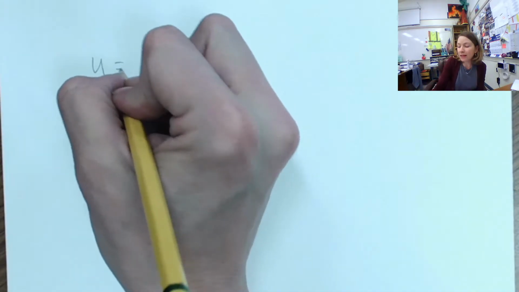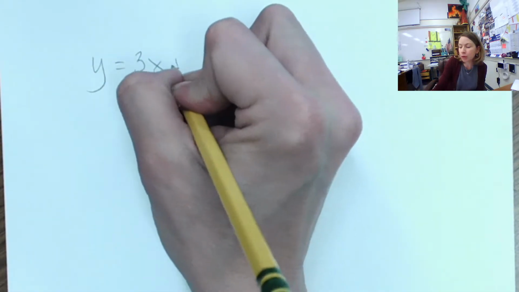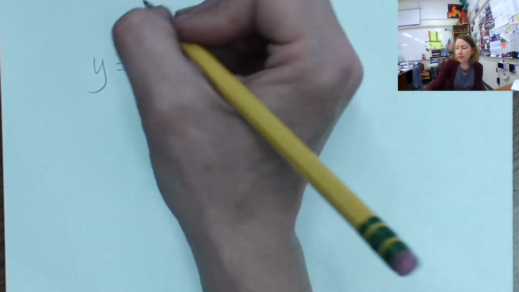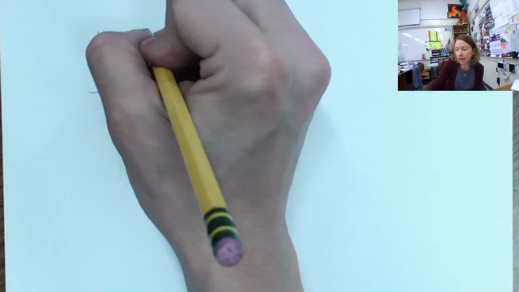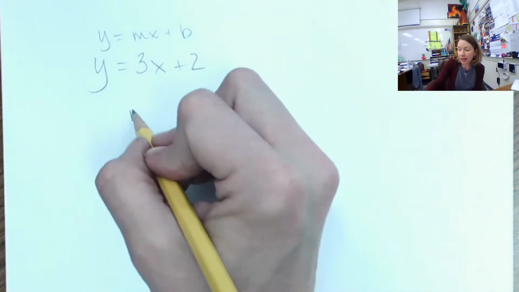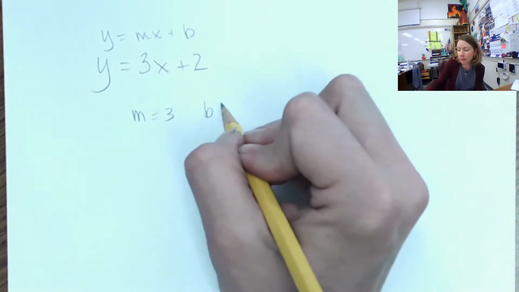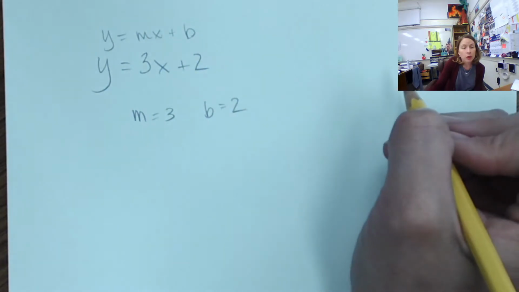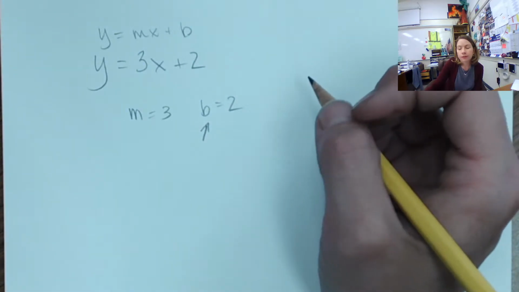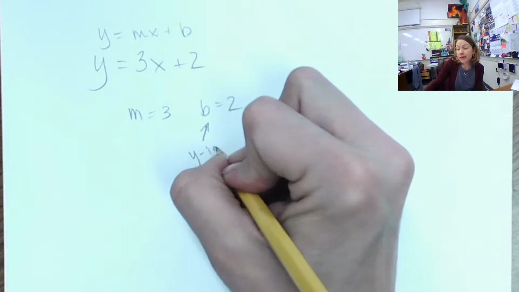Let's say that y is equal to 3x plus 2. When we've got an equation like this, remember it's in that y equals mx plus b form. So in this one, my m is 3 and my b is 2. So we have to remember, what does the b represent? That's right, it's the y-intercept.